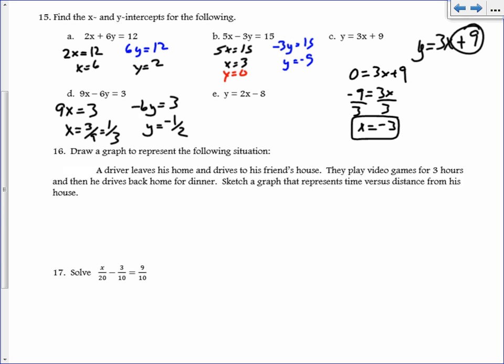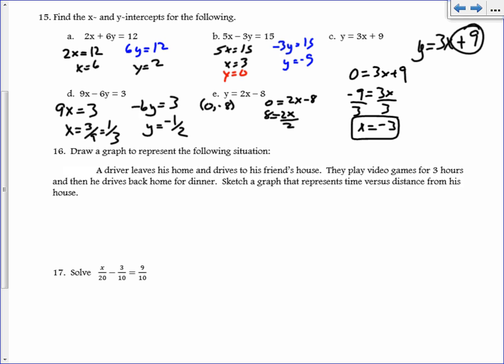To find the y-intercept, you make x 0. 2 times 0 is 0, so that leaves me with (0, negative 8). That's called the y-intercept. To find the x-intercept, I put a 0 in for y. When I solve that equation, I get 2x equals 8. What's next?